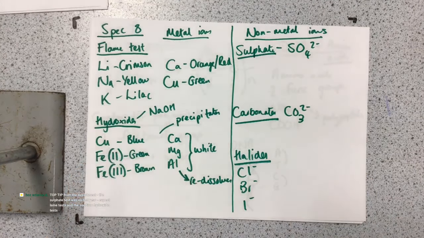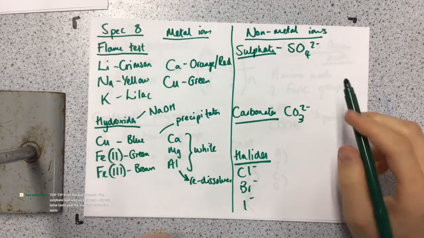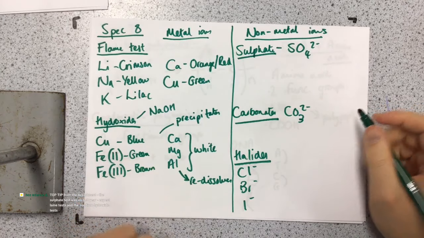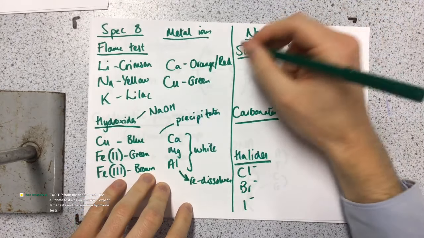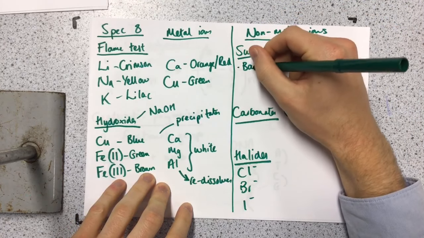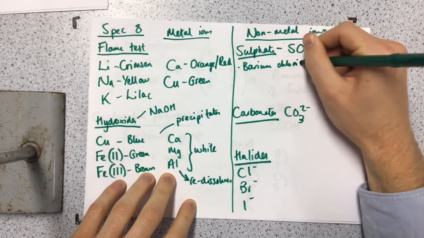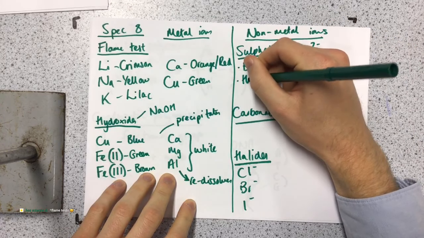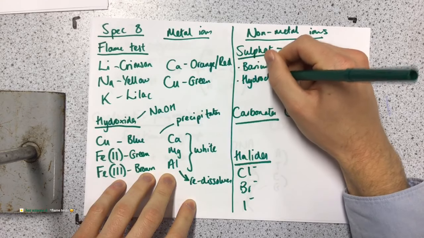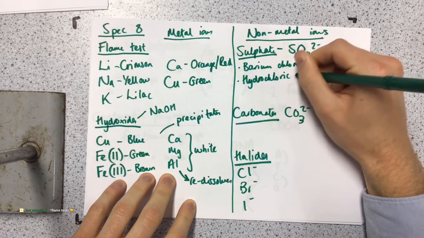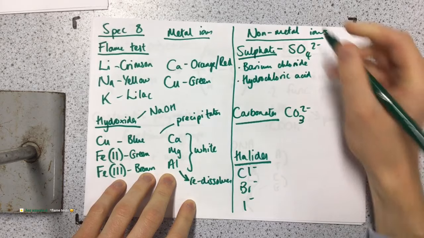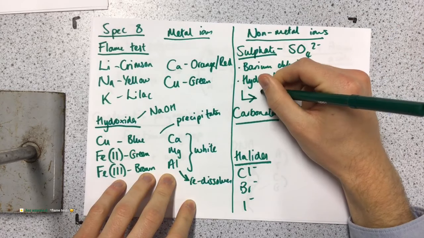Pretty sure there was a question on it's either sulfates or carbonates last year, so it might swap round. So it's certainly worth remembering these. So for testing sulfate, what you do is you take some barium chloride and you add that along with hydrochloric acid. So there's two things you're adding in there. So hydrochloric acid, barium chloride, and if it's positive, you get a white precipitate.